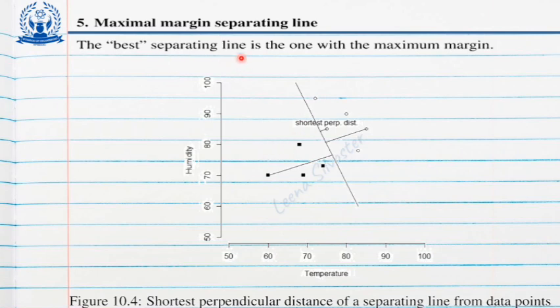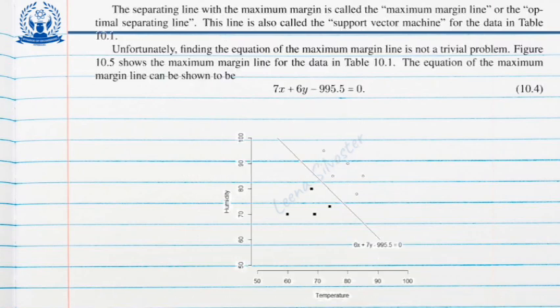So this is the maximal margin separating line. That is, the best separating line is the one with the maximum margin. We had drawn the perpendicular distance from each and every point to the hyperplane. The shortest perpendicular distance is known as the margin. Our aim is to find the maximal margin separating line. The separating line with the maximum margin is called the maximum margin line or optimal separating line. This hyperplane is known as the support vector machine.